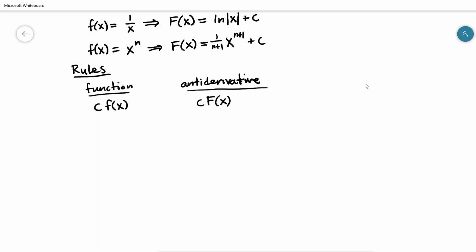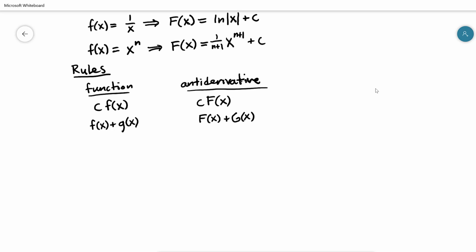Similarly, if we've got a function that's made up of more than one function, so if I've got an f of x plus a g of x over here, that'll correspond to some capital F of x plus some capital G of x. The derivative of this portion will yield the lowercase f, the derivative of the capital G will yield the lowercase g, and it's similar in the antiderivative direction as well.